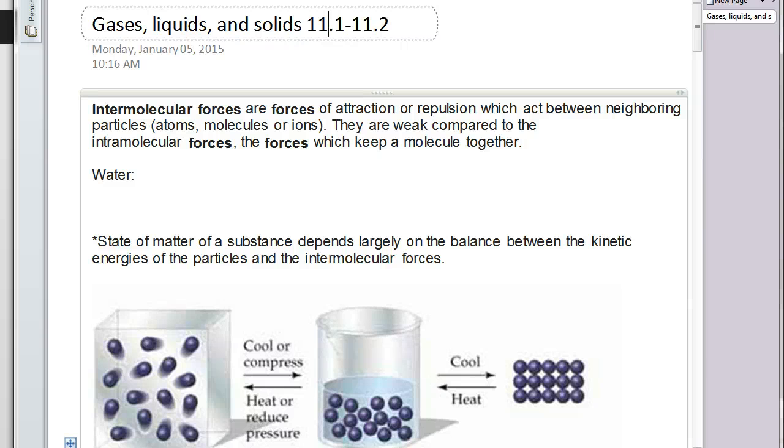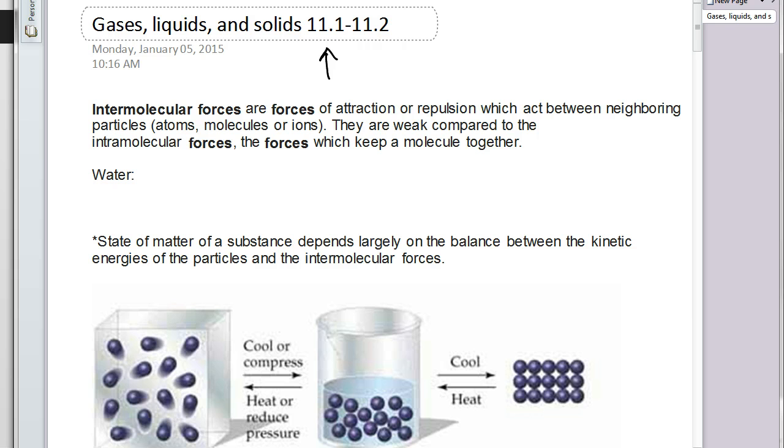Ladies and gentlemen, tonight's lecture, and that's all you'll have for homework tonight, is just notes, is on gases, liquids, and solids, and then we're going to start talking about intermolecular forces. This is chapter 11 that we are starting on, and we're going to be covering sections 11.1 and 11.2. So my recommendation is to read those after you watch this lecture, to pick up any of the little examples that need to be picked up.